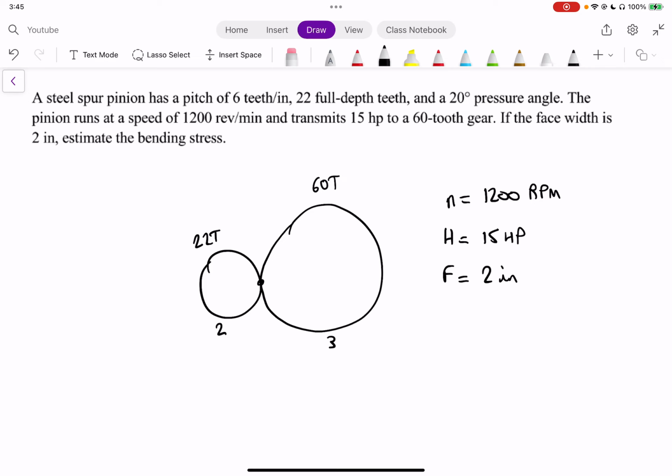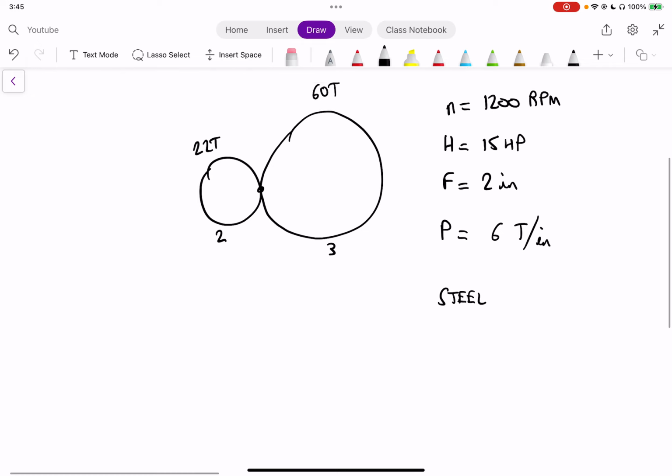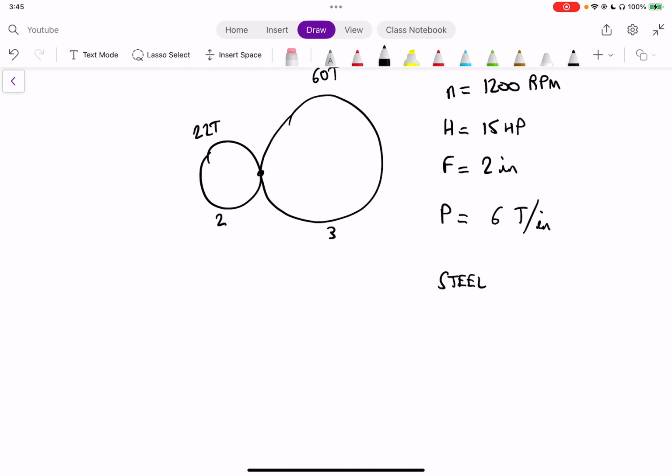And in addition to that, we can also write that the diametral pitch is 6 teeth per inch. Okay, and we usually put it 6 T per inch or teeth per inch. We can write it in whichever way we want. And then one more piece of information that we haven't really visited yet is the fact that we have steel as our material. And we'll get back to why we need this in a second. We haven't done this in previous videos in the module, but it'll make sense once we start working on the problem.